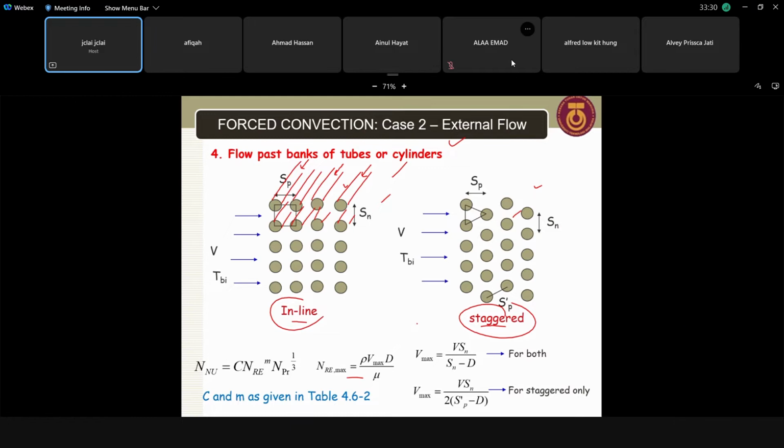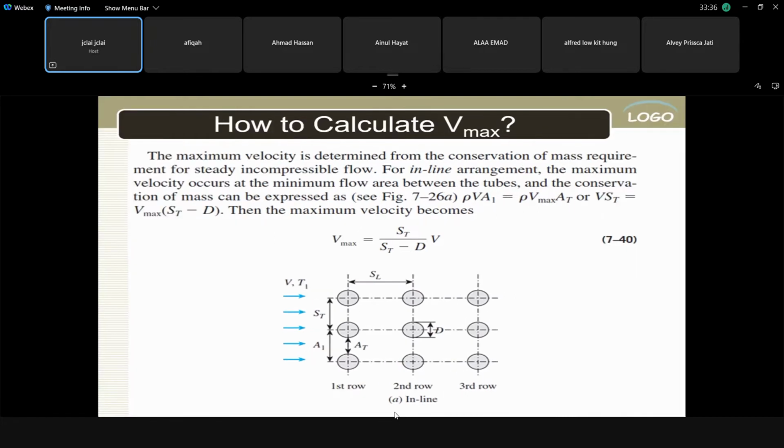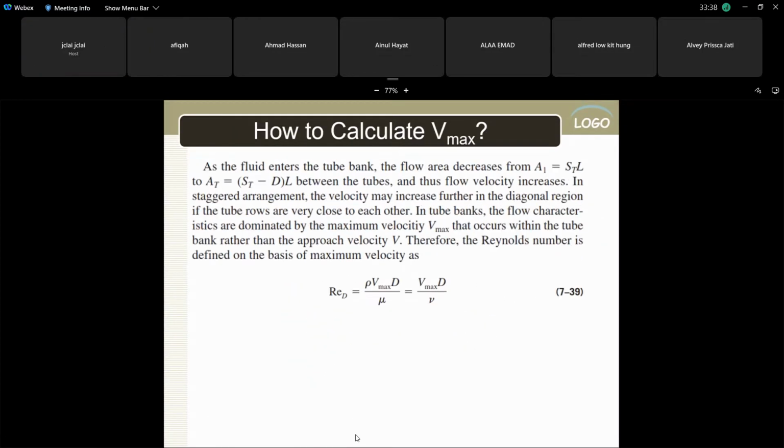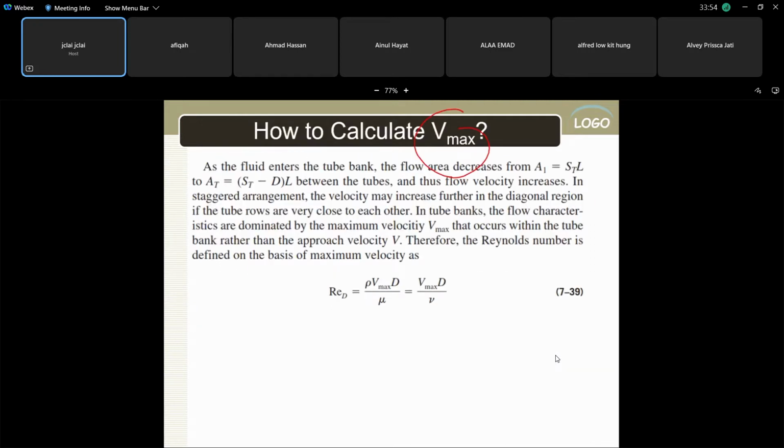Okay, yep. What else? Okay, and you see, you need to use Vmax, right? Maximum velocity. Okay, so why do you need to calculate maximum velocity?